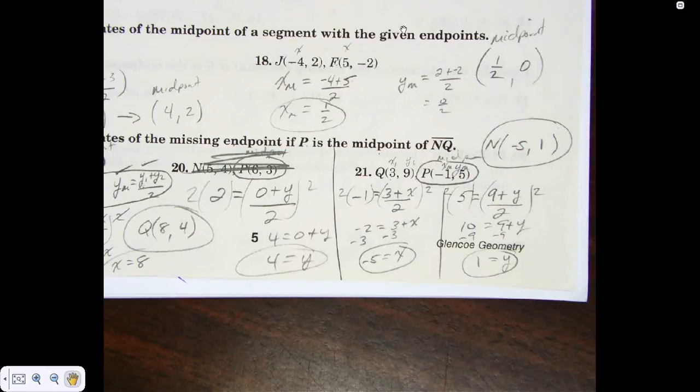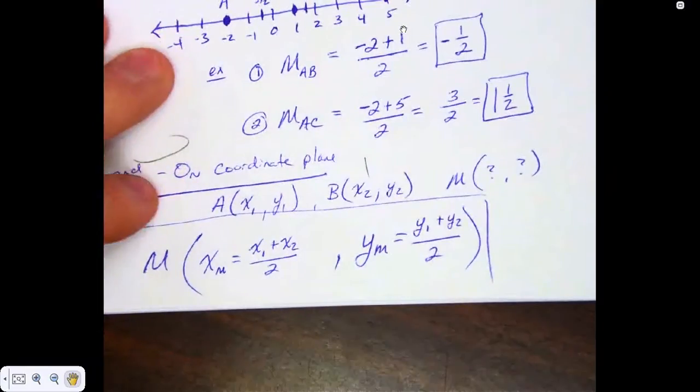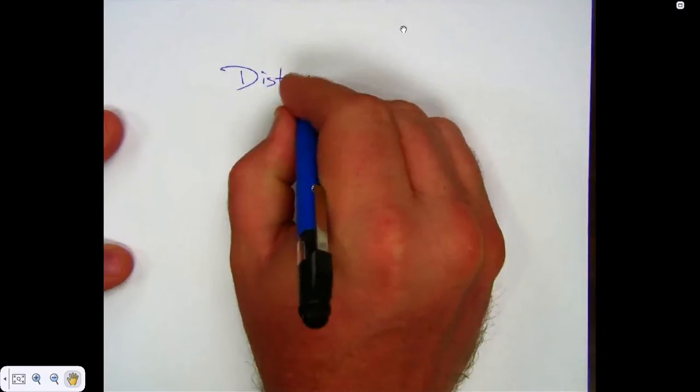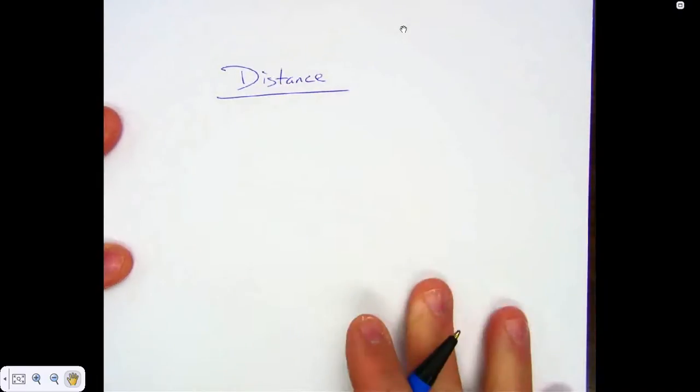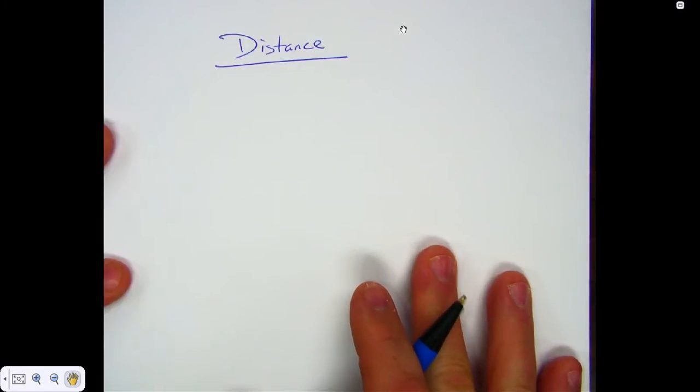We good? Okay, now we got to talk about distance. We've done midpoints. Now we need to do distance. Two distances, and to me the distance is easier. Maybe not easier than just finding the midpoint, but everybody hates those ones where one of the endpoints is your unknown.